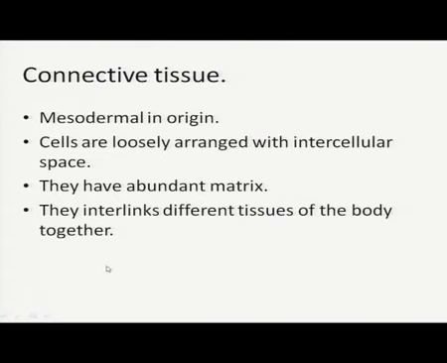Now, coming to connective tissue. It is mesodermal in origin, originated from the middle layer. Cells are normally arranged very loosely with intercellular spaces in between them, and they have an abundant amount of matrix. They interlink the different tissues of the body together. Hence, they are known as connective tissue.